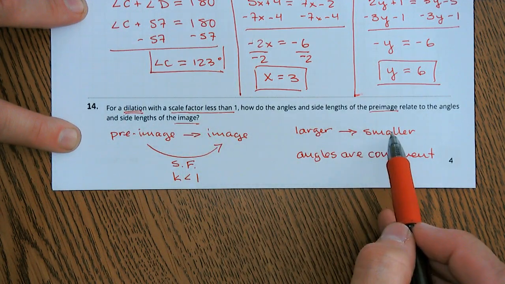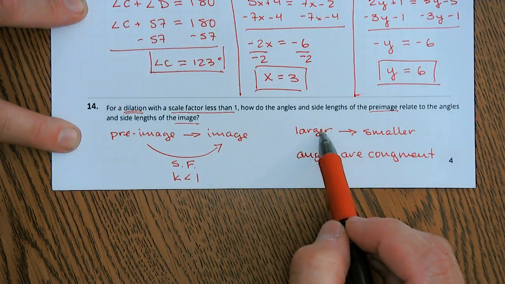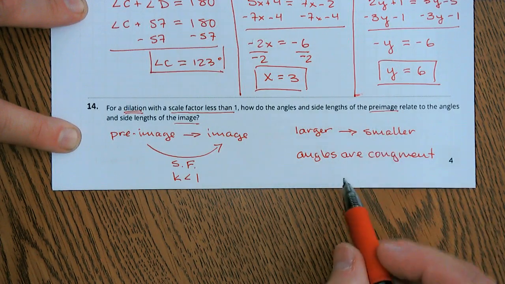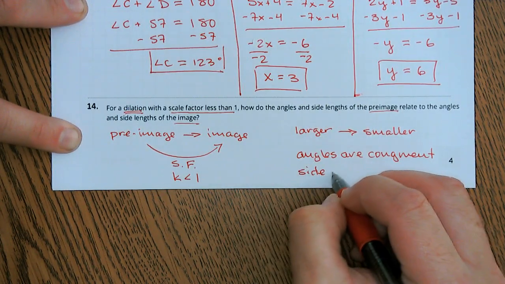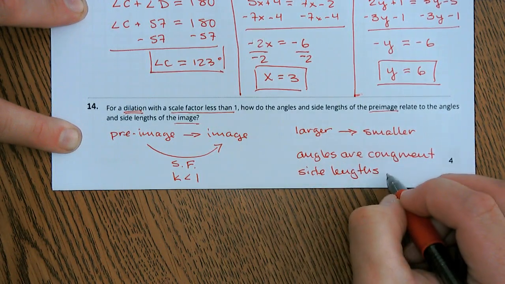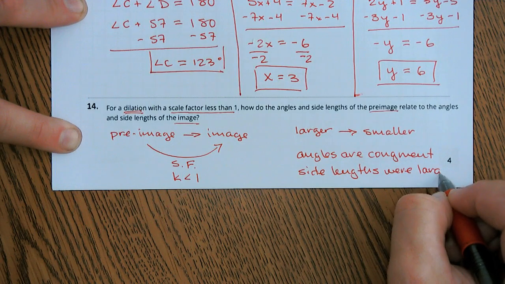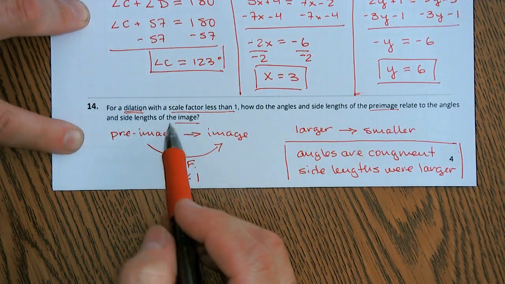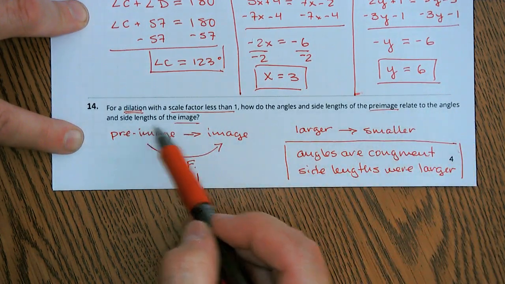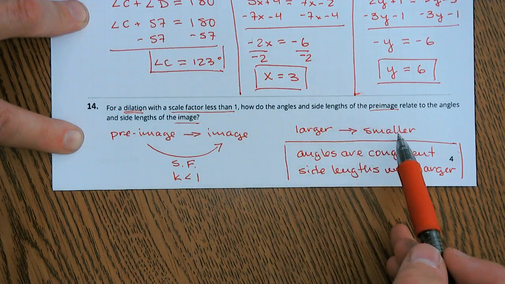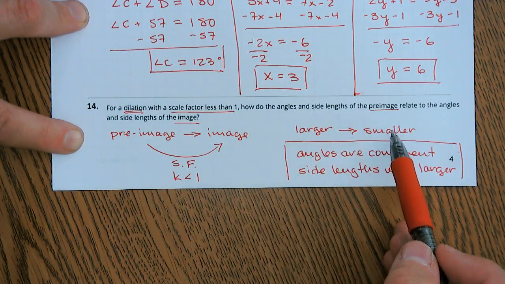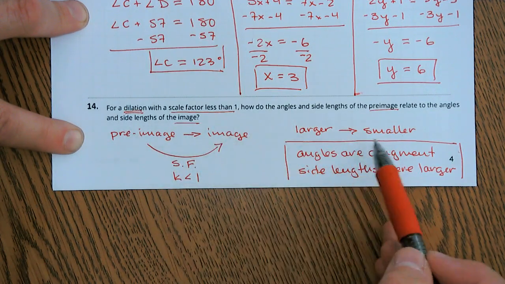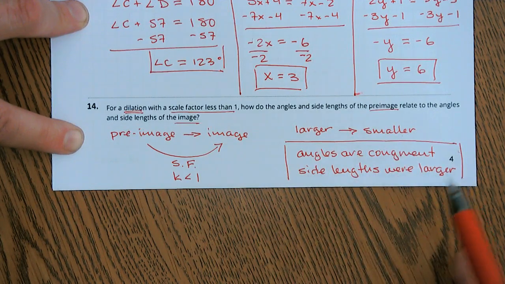Well, it was big, it got small. But how does this compare to that? The side lengths were larger than they were small. Now this is an oddly worded question, because it's asking us to compare the pre-image to the image. Not necessarily what happened to it, that we went from larger to smaller, but how did the pre-image that was larger compare to the image that was smaller? The side lengths were larger.